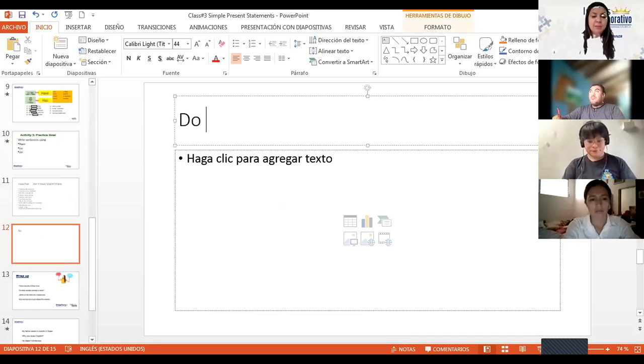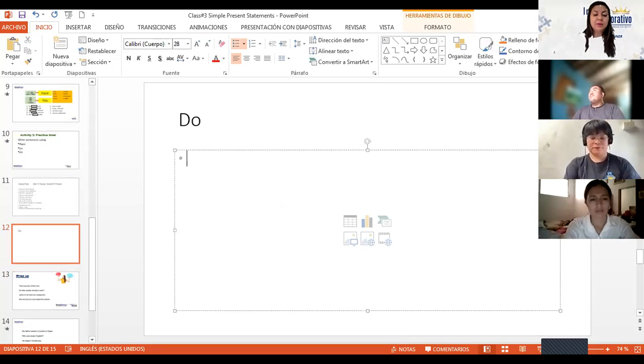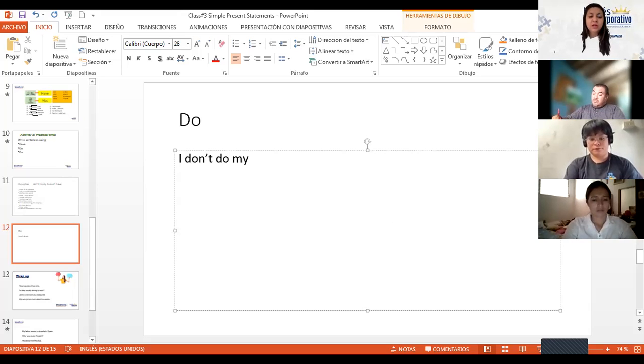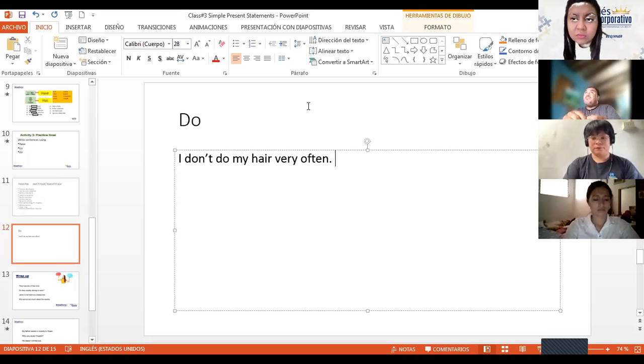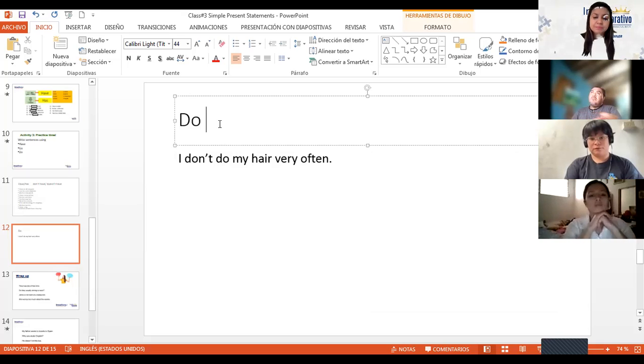Okay. Tell me your examples with do, please. My example is I don't do my hair very often. Do my hair es como hacerme el cabello, ¿verdad? Sea un peinado. Disculpe la pregunta, qué significado puede tener do. O sea, para saber cómo usarlo, qué situación usarlo. Vaya, ¿qué significa do? Do significa hacer.